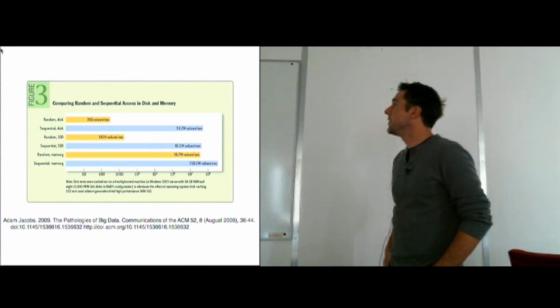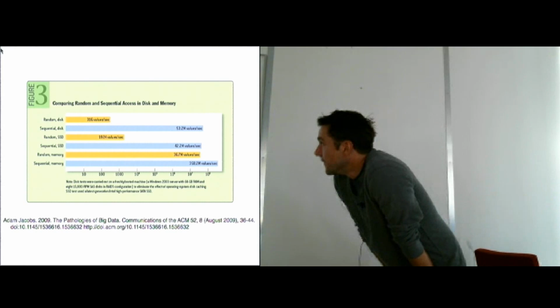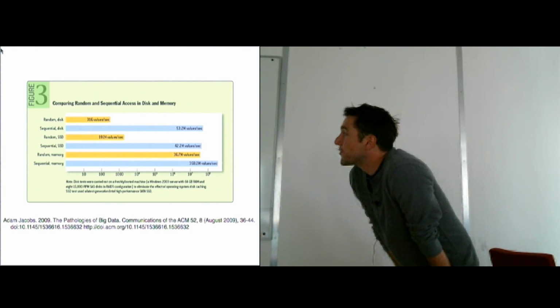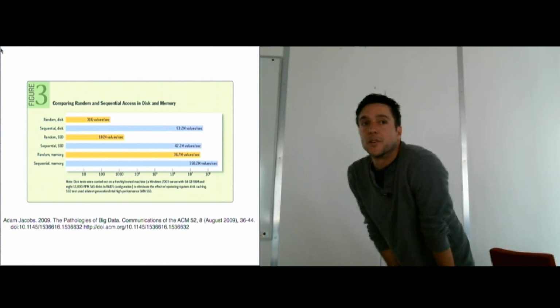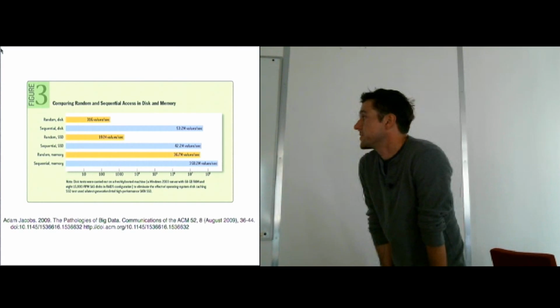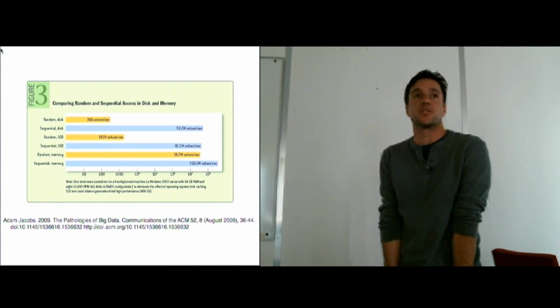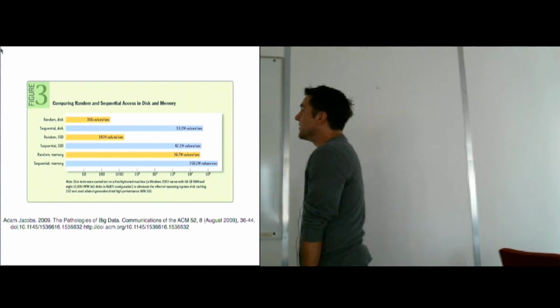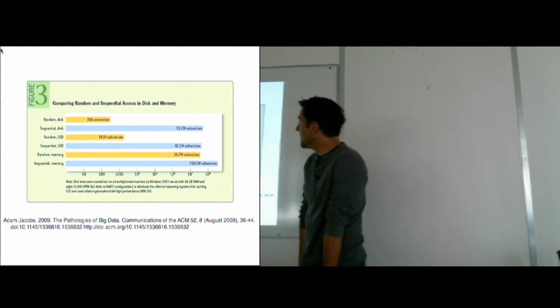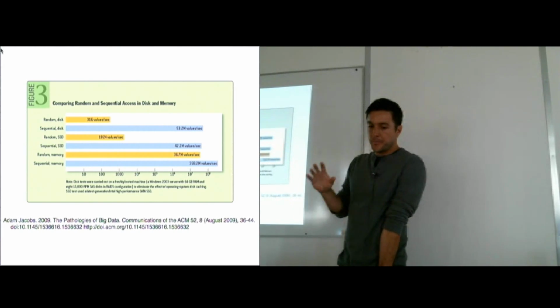This is a cool factoid. So there's a paper, and it's free. I recommend anybody to read it. It's really simple to read, and it's very nice. It's called The Pathologies of Big Data, Communications of the ACM. This plot is cool in the sense of this.